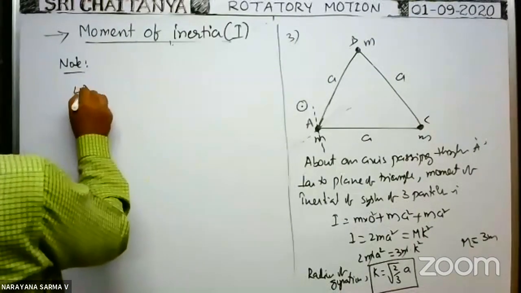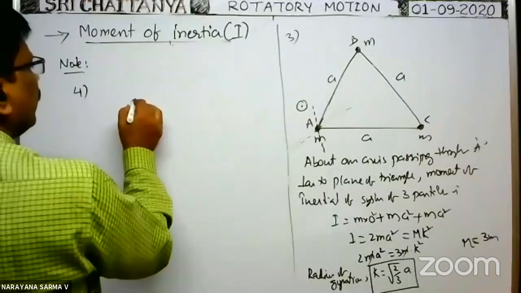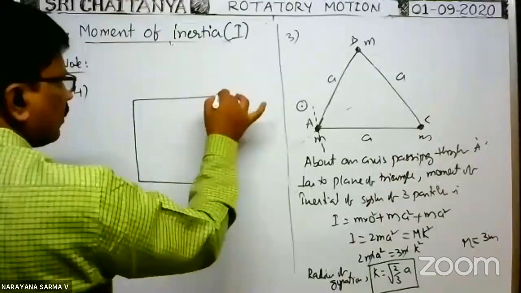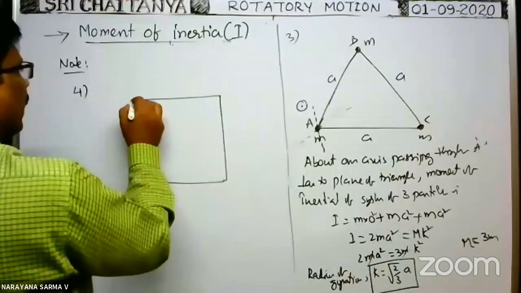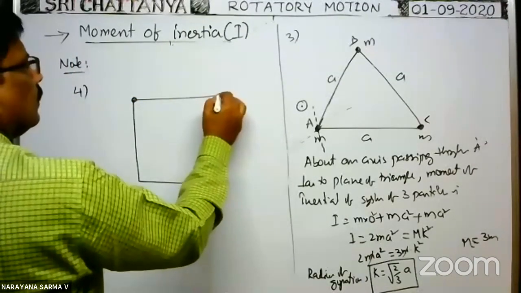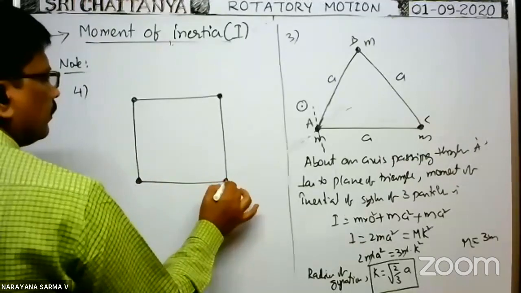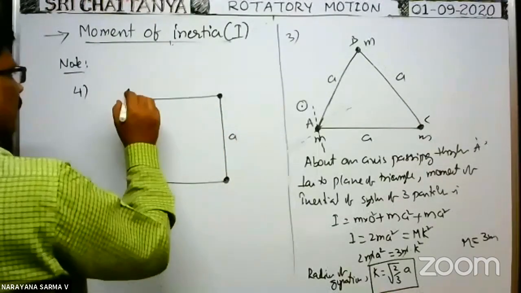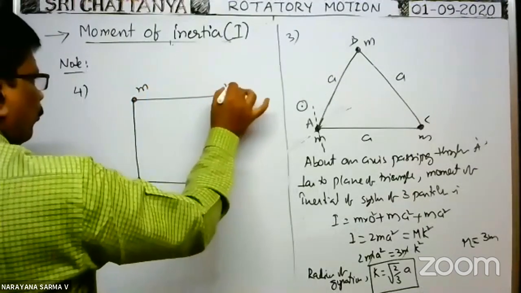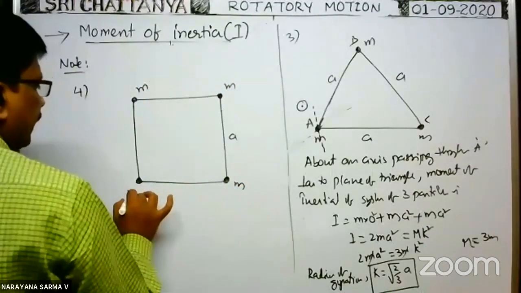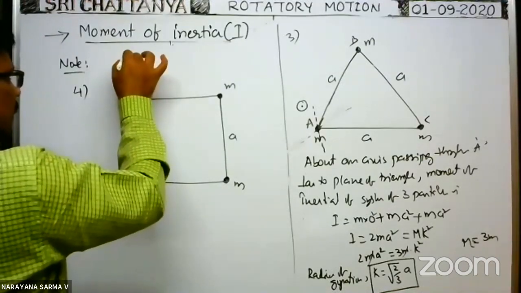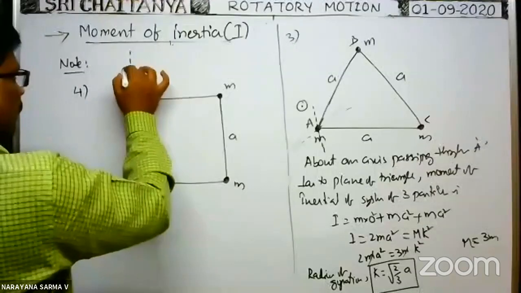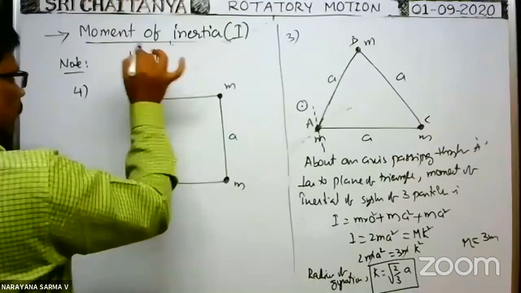Fourth one, suppose a square frame, a light square frame. That means the frame has no mass. We are only concentrating on the particles. Here there is a square frame of side a. There are 4 identical particles kept at the 4 corners of the square frame of side a. About an axis passing through one of the sides, that means this is the axis passing through one of the sides, what is the moment of inertia?